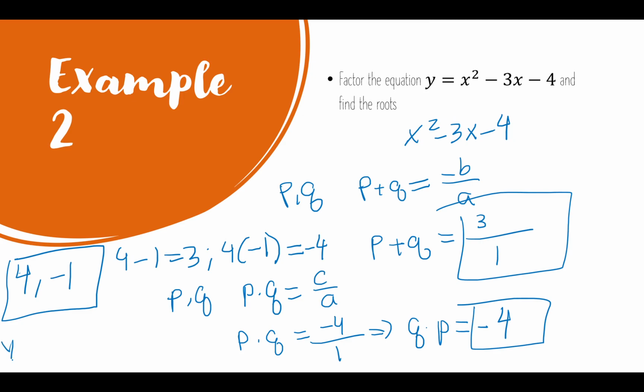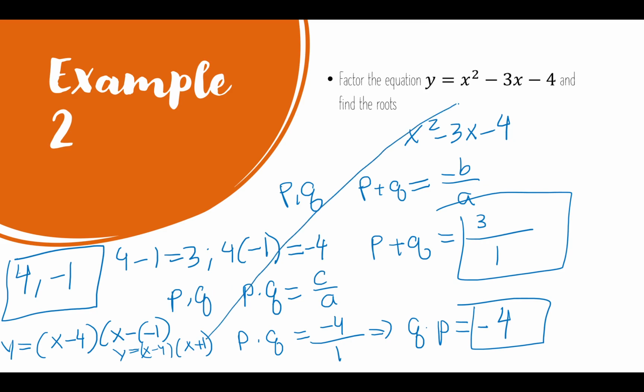So we get y is equal to x minus 4 times x minus -1. We plug in the roots and we will get our final answer. Y is equal to x minus 4 times x plus 1. And that is this quadratic equation in factored form.